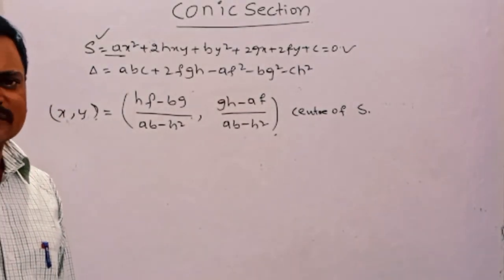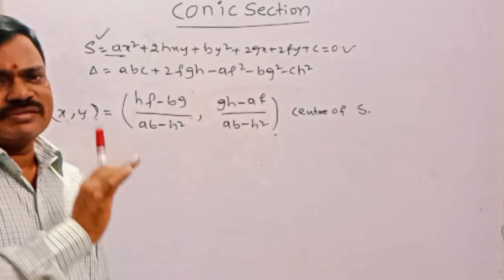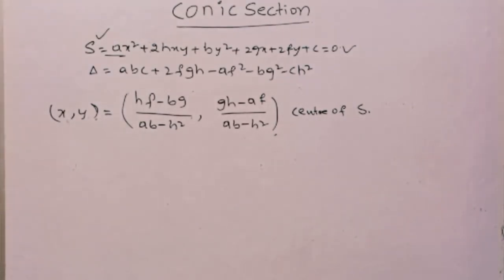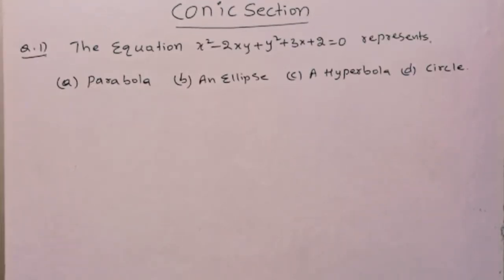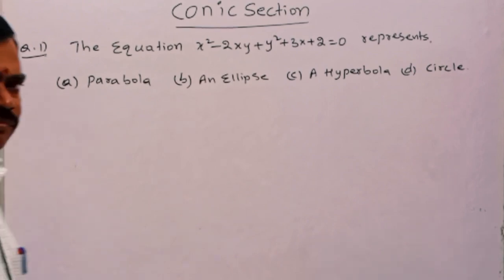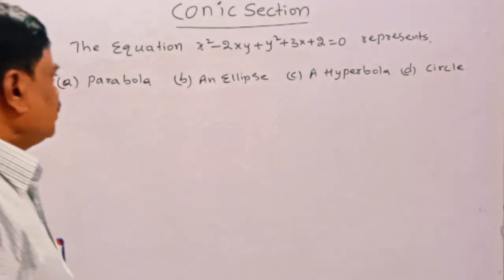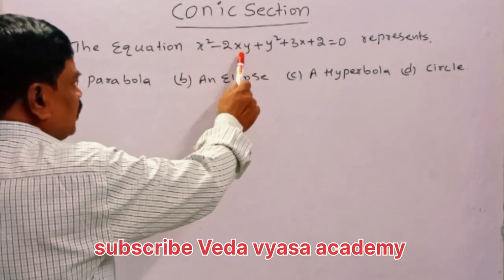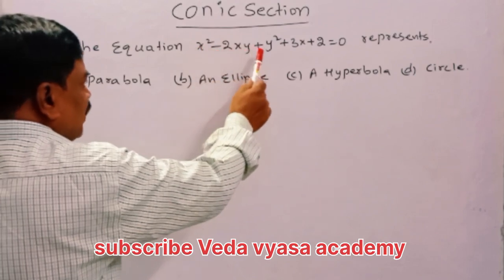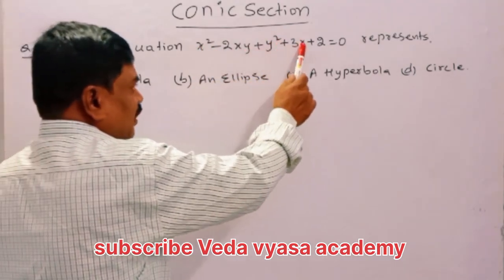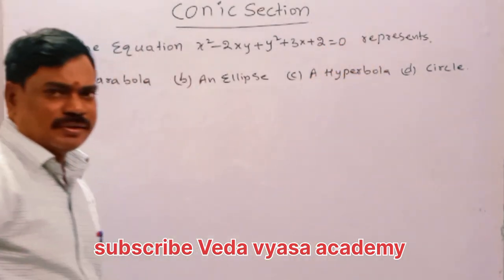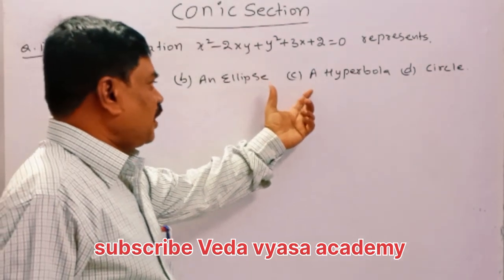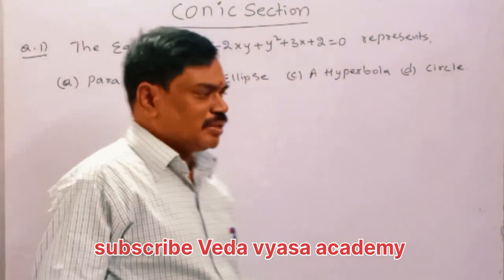Now we are going to discuss the problems on this conic section. This is very important. Here we have one problem on conic section. The equation x square minus 2xy plus y square plus 3x plus 2 is equal to 0 represents: options, A parabola, B ellipse, C hyperbola, D circle.